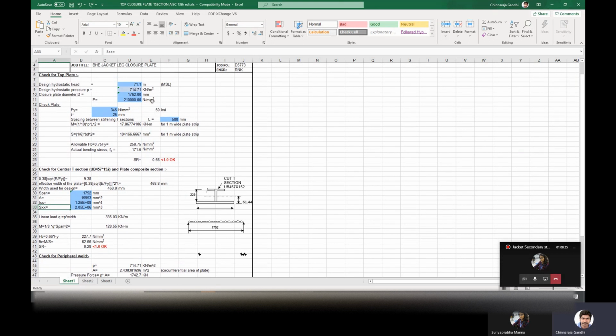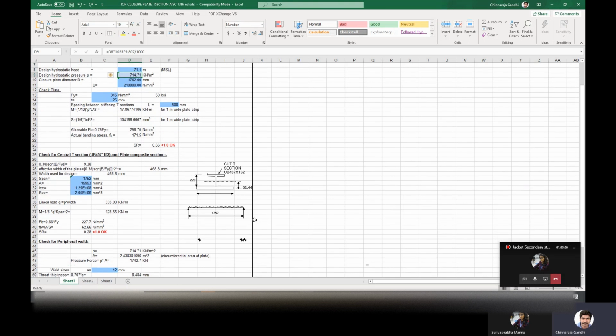We know that there is a hydrostatic pressure of 714.71. This is the projected area, the width of the top flange and the length of the flange we know. This projected area into this hydrostatic pressure will give the total load. Total load divided by this span length will give the per meter load. From here, the width and length are calculated, and then with the load, the linear load is calculated.